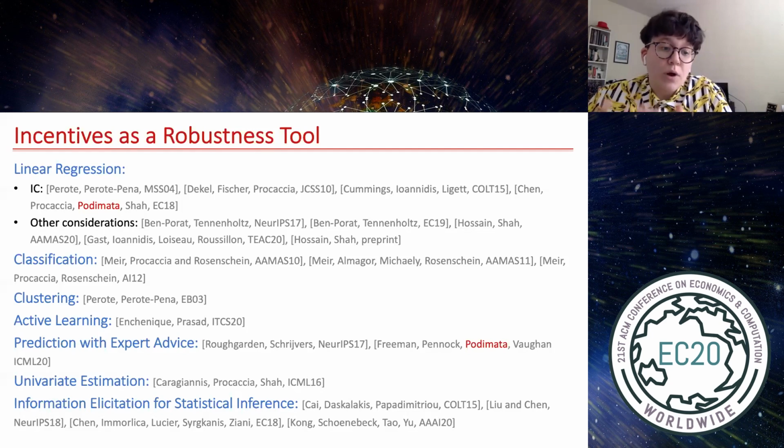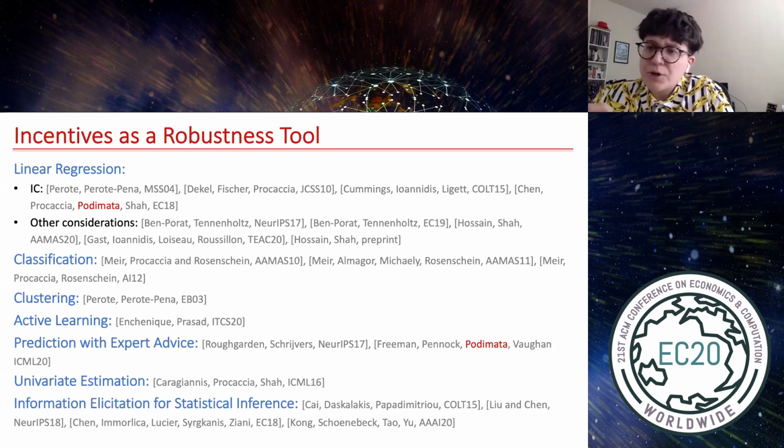There has been one paper that shows the impossibility of strategy proof clustering, a recent work on incentive compatible active learning, two works on prediction with expert advice, and works on univariate estimation and information elicitation for statistical inference. And by the way, I'd like to point out that this is a non-exhaustive list potentially, but I just wanted to give you an idea of what people are interested in on this space.